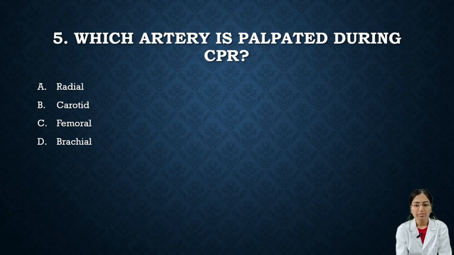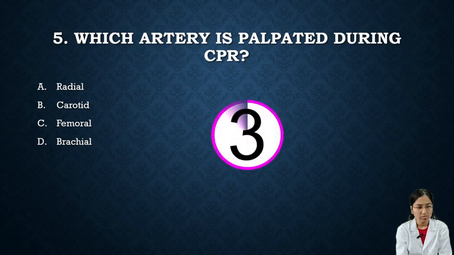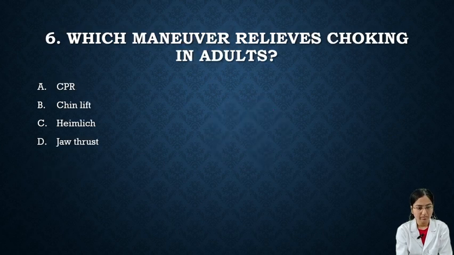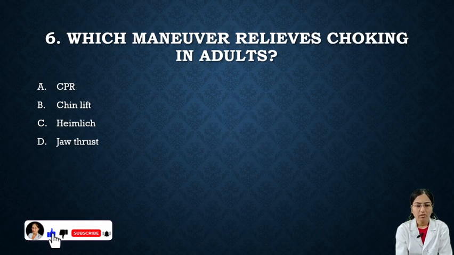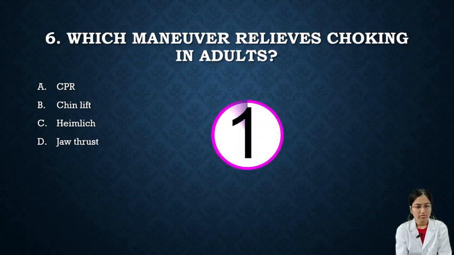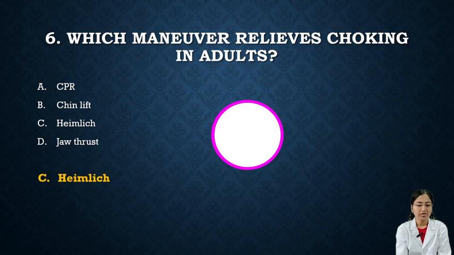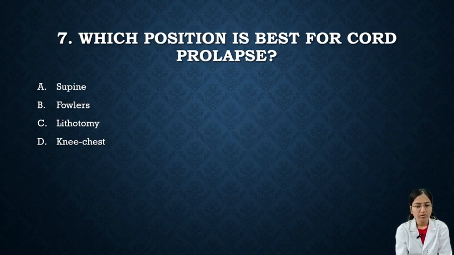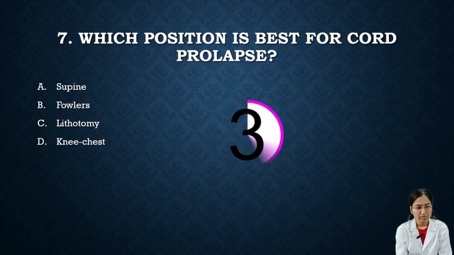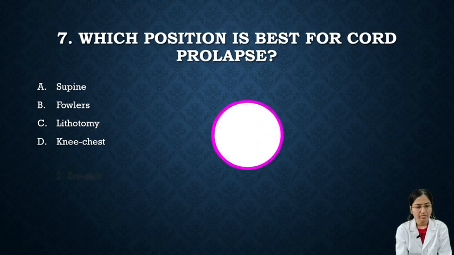Which artery is palpated during CPR? Right option is carotid. Which maneuver relieves choking in adults? Right option is Heimlich. Which position is best for cord prolapse? Right option is knee chest position.